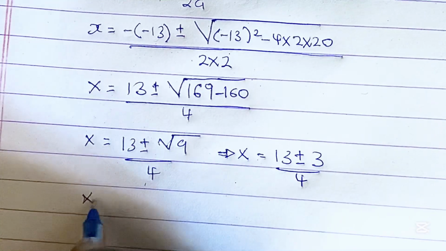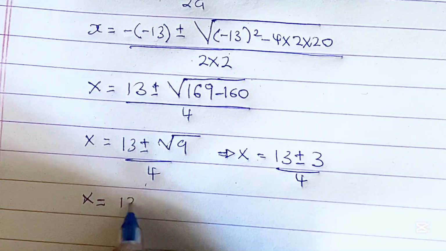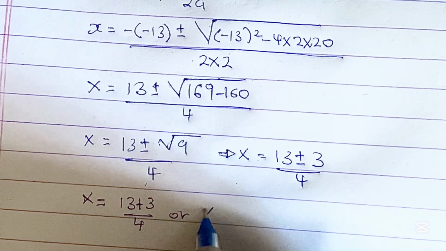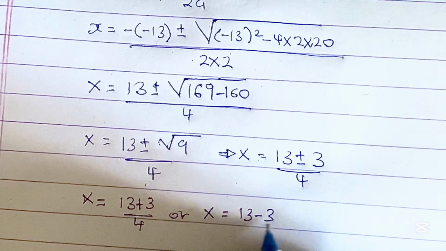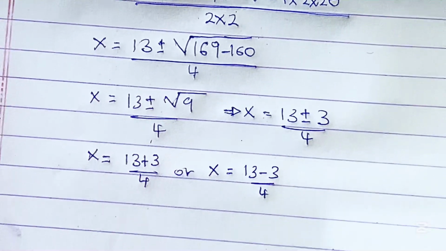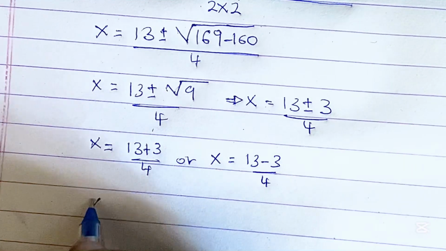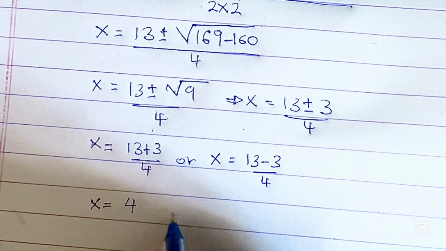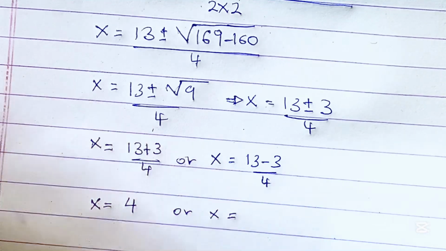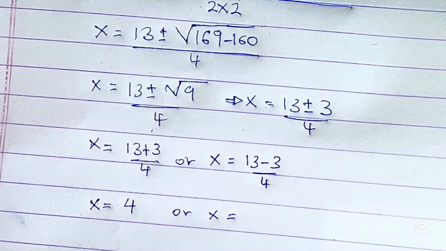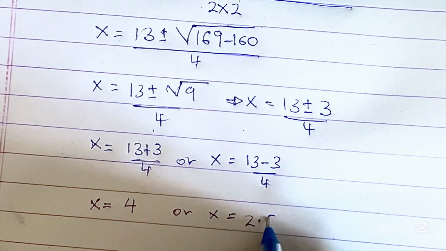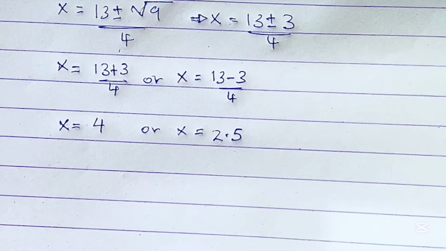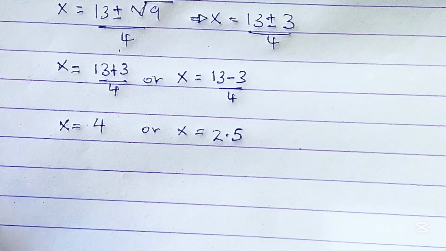So either x is equal to 13 plus 3 over 4, or x is equal to 13 minus 3 over 4. So x is equal to 16 over 4, which is equal to 4, or x is equal to 10 over 4, which is 2.5. So the next step, we are going to verify our answers.